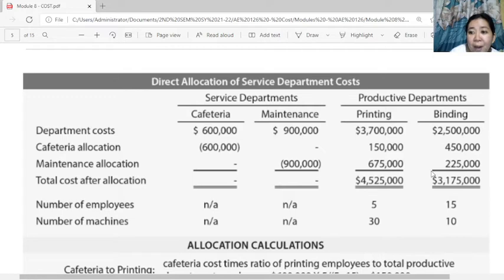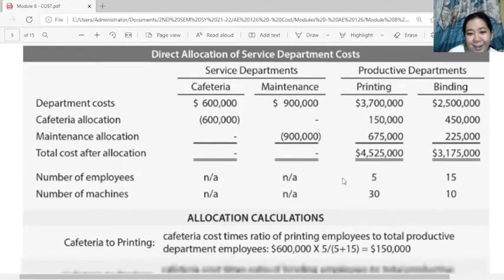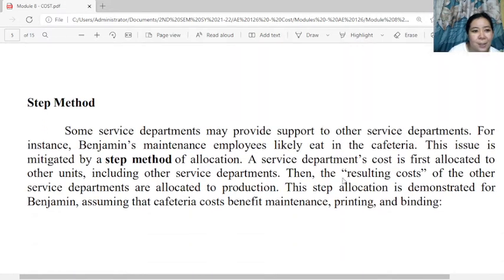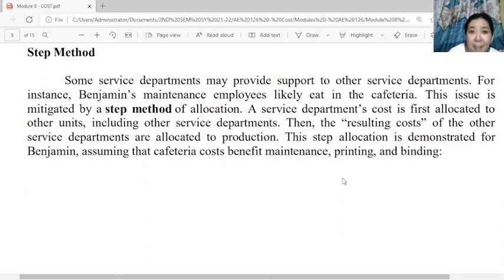So that's 225,000. This is how we allocate the service department cost to the productive departments respectively using the direct method. Okay, the other one is our step method.